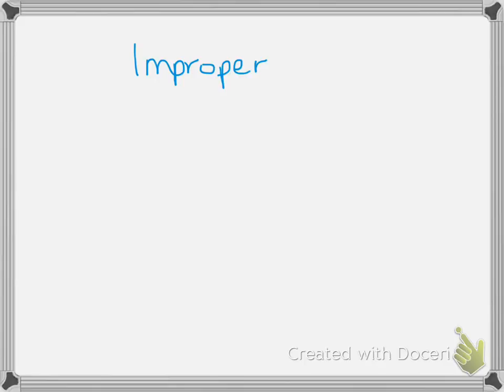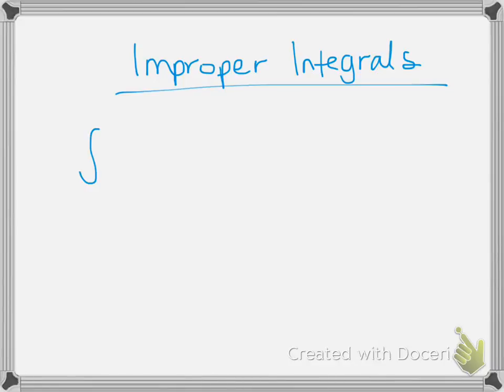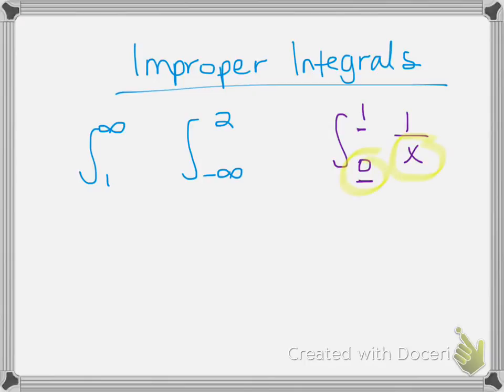Improper integrals is the last thing in the unit that we have to talk about. And the thing that makes integrals improper, there's several things. First of all, maybe they have an infinity or a negative infinity on the integral sign. That makes them improper. Another thing that would make them improper is if you have the integral of 1 over x, and one of the limits, if you plug it in, would give you undefined. For example here, if I plug in 0, I would get 1 over 0, and that makes that undefined. That makes that improper as well.